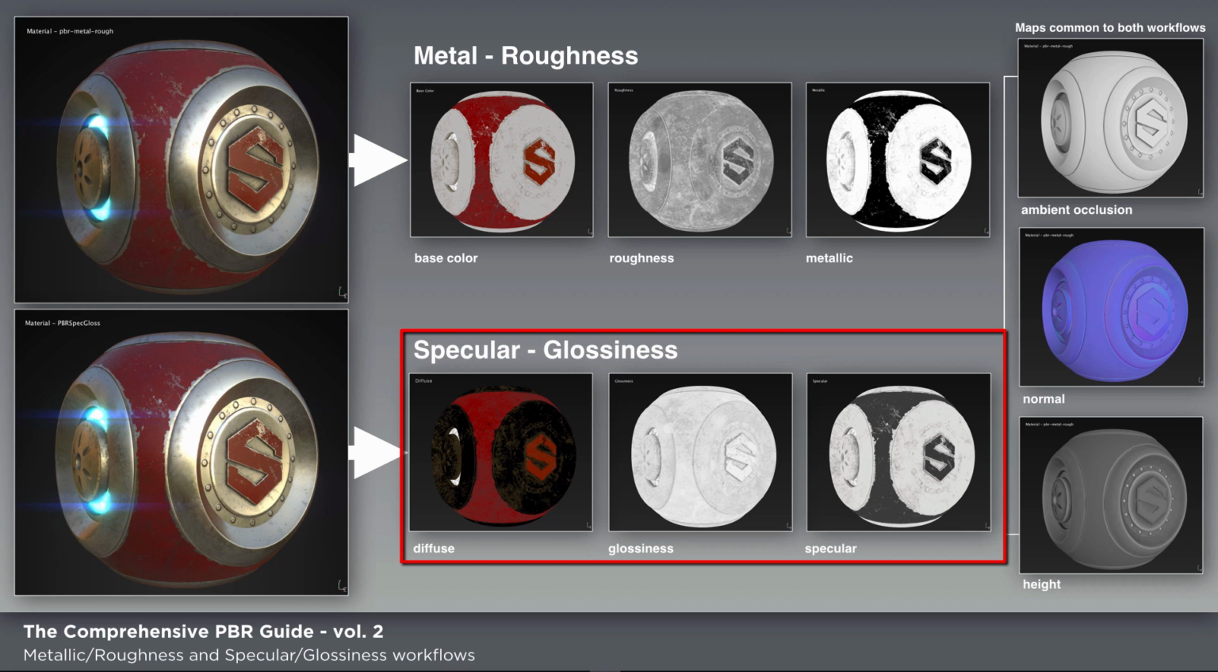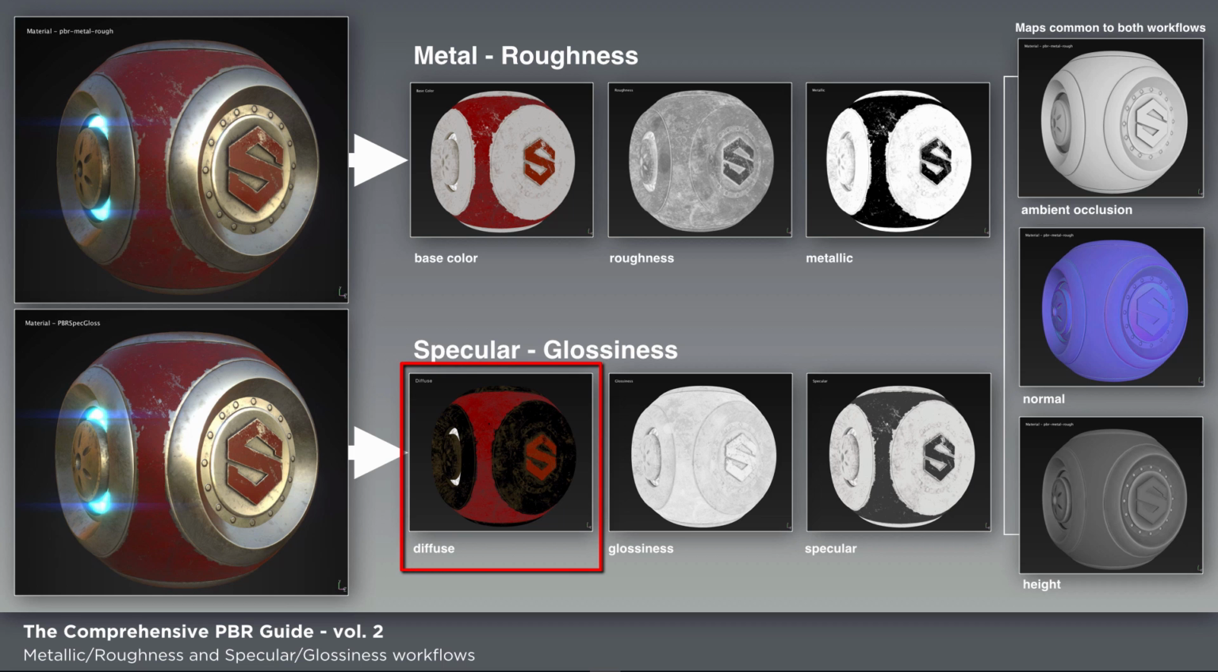This workflow involves three main maps: diffuse, glossiness, and specular. The diffuse map contains only diffuse reflected color, or albedo. Since the refracted light is absorbed, the color tint of metals comes from the reflected light, and thus, in our diffuse map, we don't give metals a diffuse color. Areas that represent metallic surfaces are set to black.